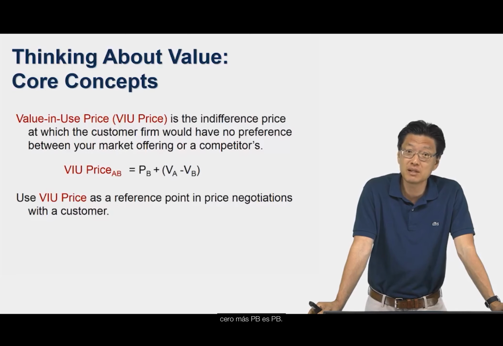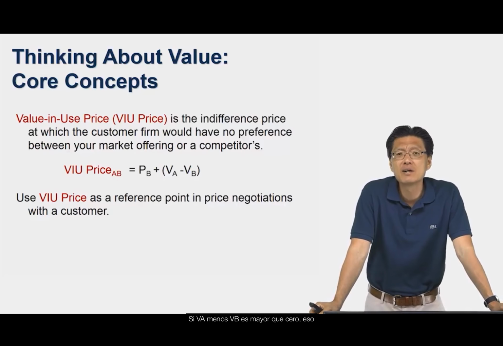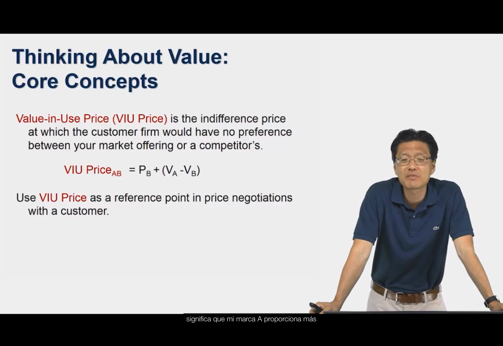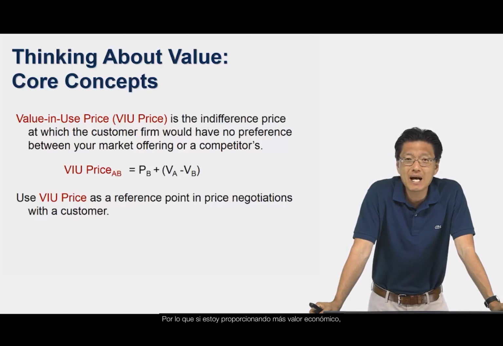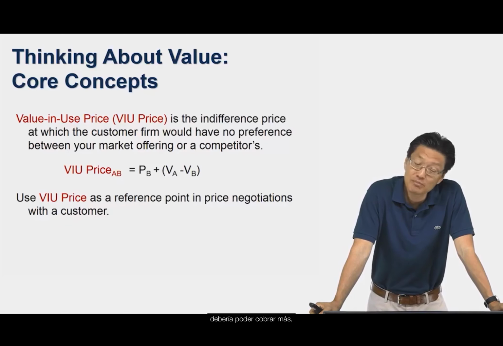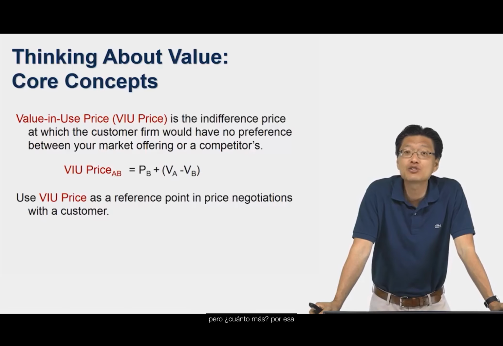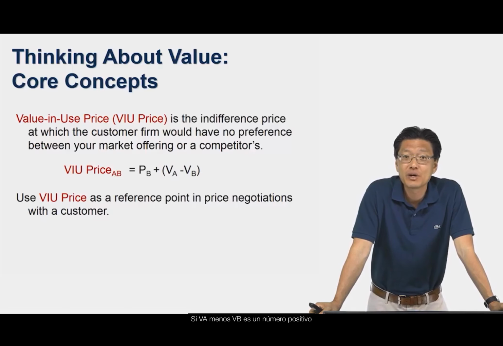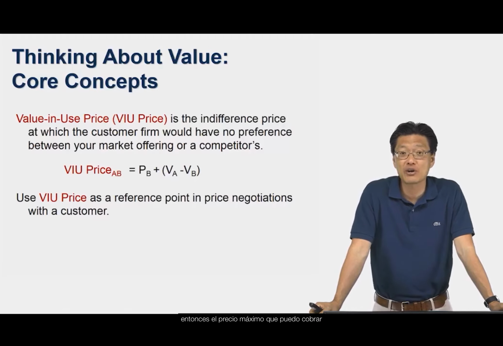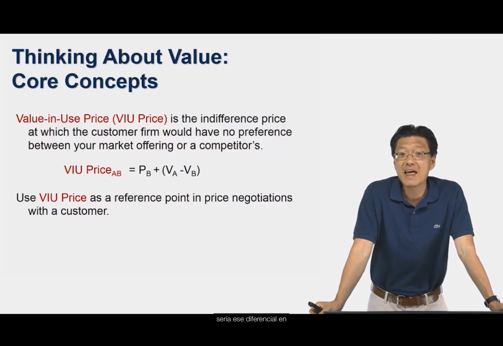If VA minus VB is greater than zero, that means my brand A is providing more economic value than brand B. So if I'm providing more economic value, I should be able to charge more. But how much more? By that differential amount. So if VA minus VB is a positive number, the maximum price I can charge would be that differential in economic value plus the existing price of brand B, which is PB.